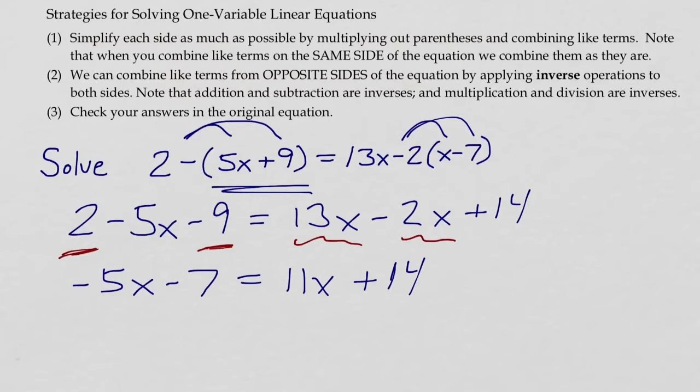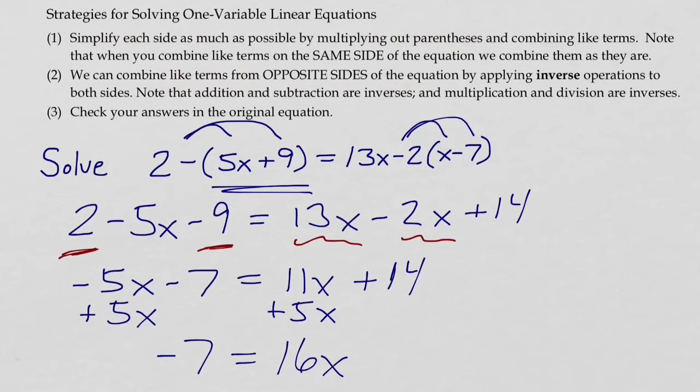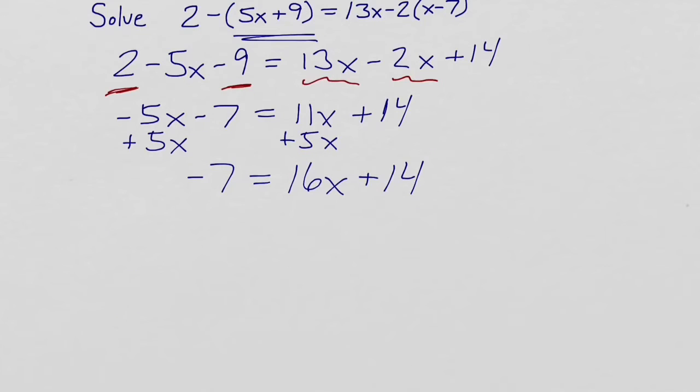So we'll start by adding 5x. I want to do the opposite operations this time. I'm going to add 5x to both sides. So we get negative 7 equals 16x plus 14. And now we can subtract 14 from both sides, because the opposite of adding 14 is subtracting 14. So I get negative 21 equals 16x.